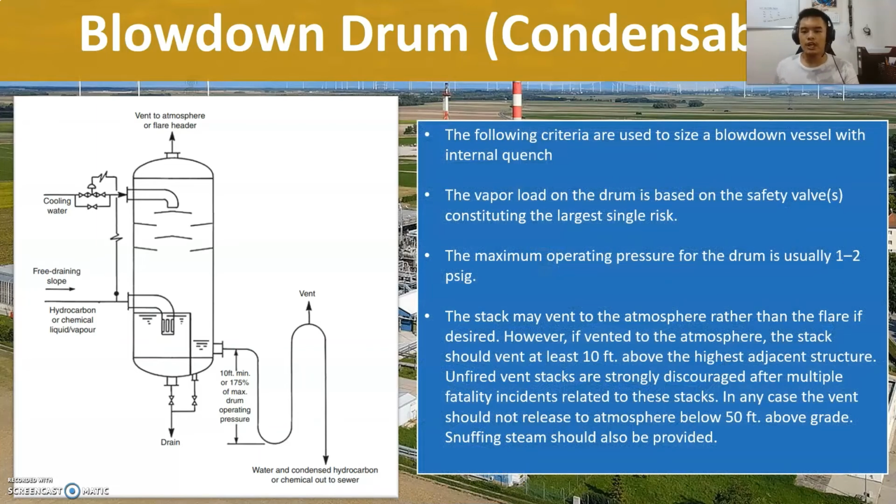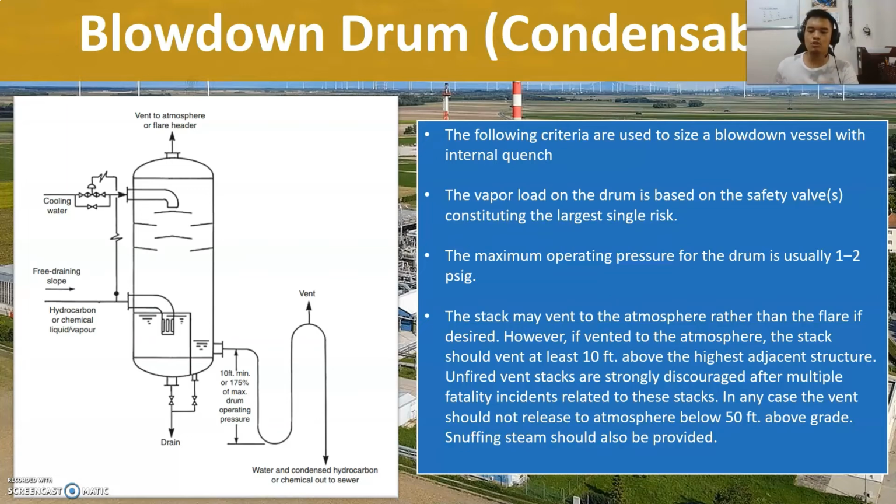The following criteria are used to size a blowdown vessel with internal quench. The vapor load on the drum is based on the safety valves constituting the largest single risk. The maximum operating pressure for the drum is usually 1 to 2 pounds per square inch gauge, and the stack may vent to the atmosphere rather than the flare if desired. However, if vented to the atmosphere, the stack should vent at least 10 feet above the highest adjacent structure. Unfired vent stacks are strongly discouraged after multiple fatality incidents related to these stacks. In any case, the vent should not release to atmosphere below 50 feet above grade.